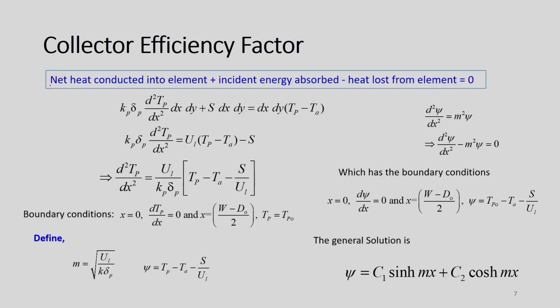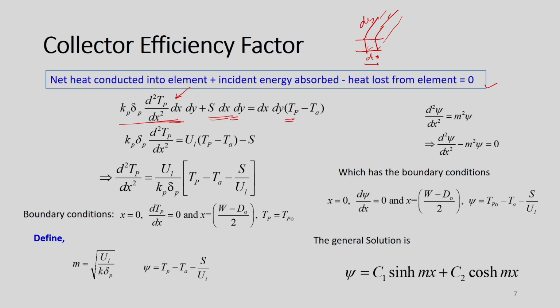So, now if we write the same expression again, the net heat conducted into the element plus incident energy absorbed minus heat loss from the element is 0. Okay. So, what is the net heat conducted into the element? We can use this expression for conduction, and then the amount of incident energy absorbed we can write as S into dx into dy, this is the area because we have considered this small segment. Okay. So, this is dx along this and then this is dy. Okay. So, it will be something like this, and this loss will be in terms of Tp.